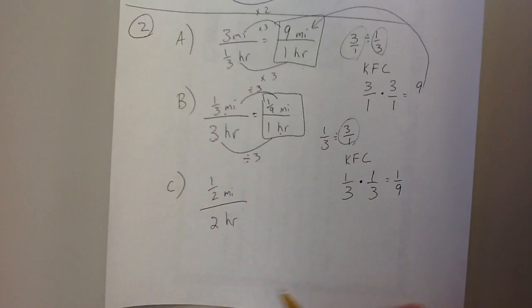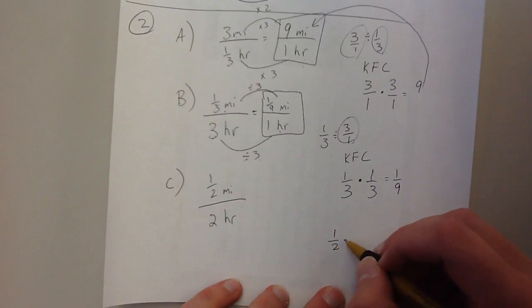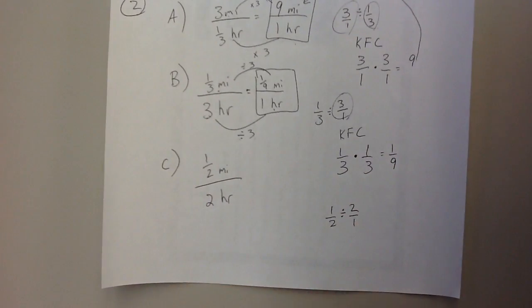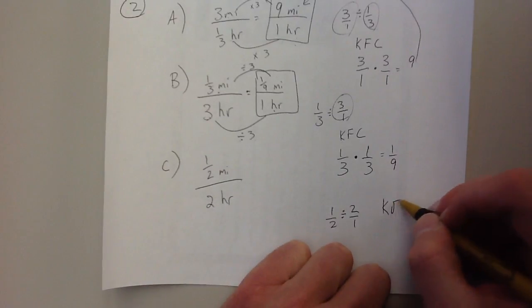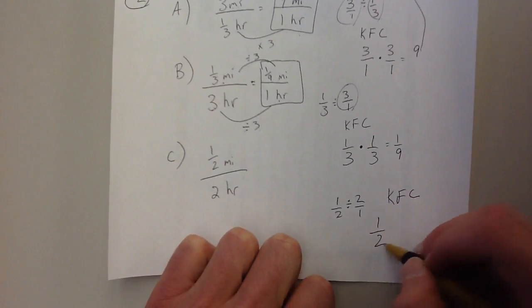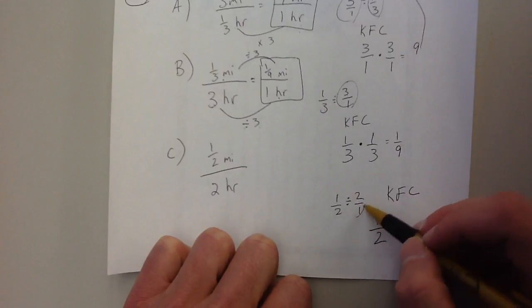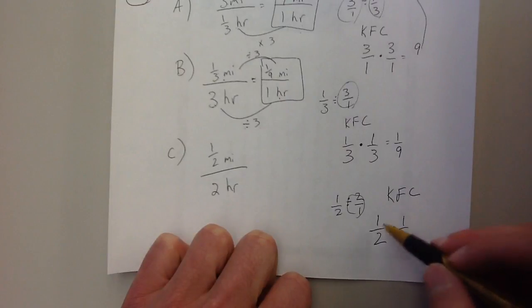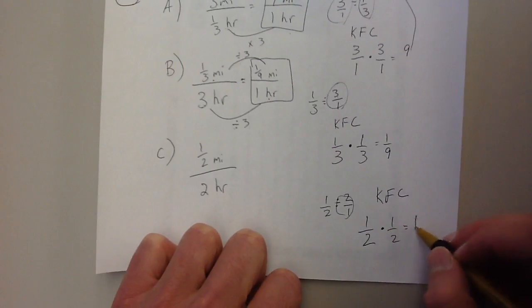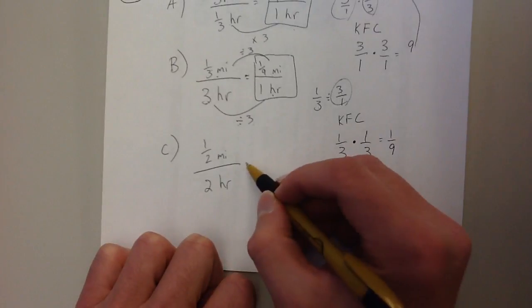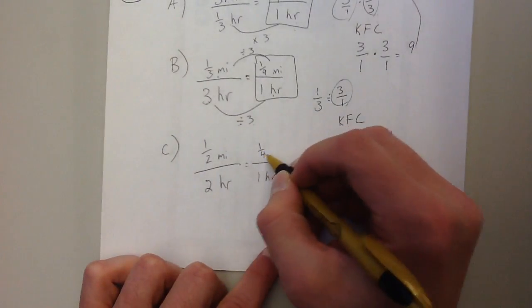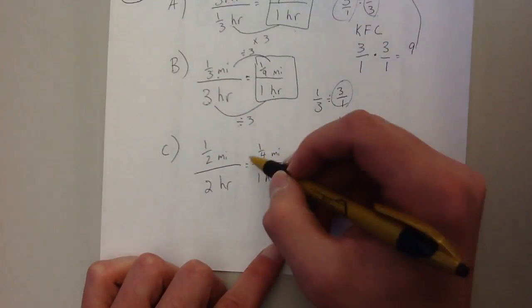So if I take 1/2 and divide it by 2, and I can write 2 as 2 over 1, right? Again, I use KFC. Keep, 1/2 stays the same. I flip this one. 2 over 1 becomes 1 over 2, and I see change to multiplication, so I have 1/2 times 1/2 equals 1/4. Okay, so the equivalent rate here, if I go 1/2 of a mile in 2 hours, that means I'm going 1/4 of a mile in 1 hour.